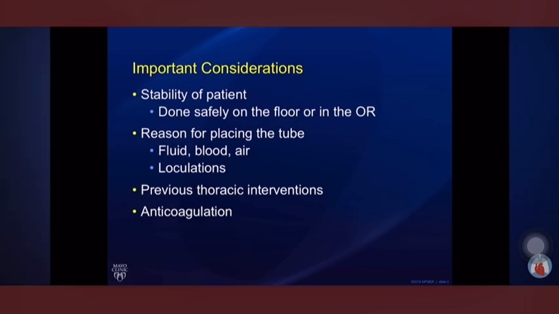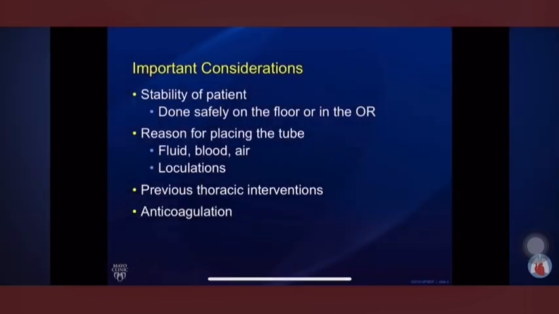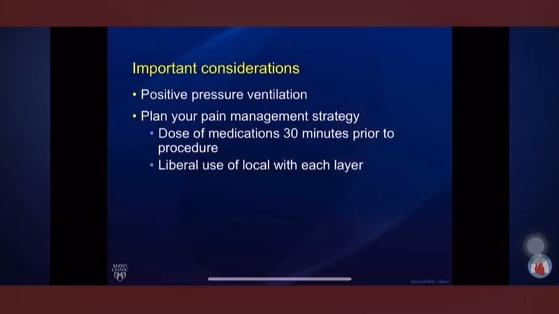Is the collection loculated? Has the patient had prior chest tube or chest surgery that can result in adhesions? Does the patient have an elevated hemidiaphragm, diaphragmatic paralysis, or eventration? Or do they have significant consolidation or atelectasis, as these can all result in an intra-abdominally placed tube if it is not accounted for? Is the patient anticoagulated, and is there time for reversal? And make liberal use of local anesthesia with each layer, particularly in your awake patients.